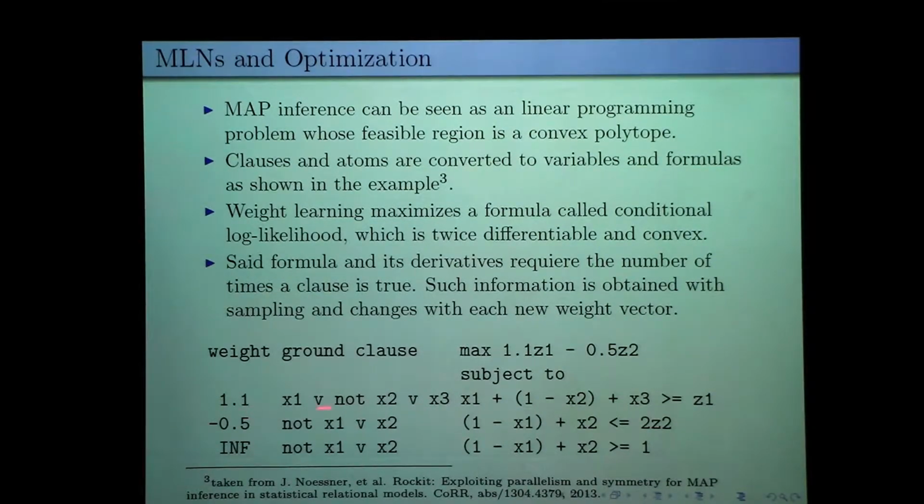And then if the weight of the clause is positive, then you just put the variable of the clause, C1, which has to be greater than or equal to the variable. And for negatives, it's the same. If it's in negation, we put minus 1 minus the variable. If it's positive, we put the variable. And now here we change the inequality. We say that this clause has to be less than or equal to twice the variable. Finally, the infinite weight has to be the same, and has to be greater than or equal to 1.